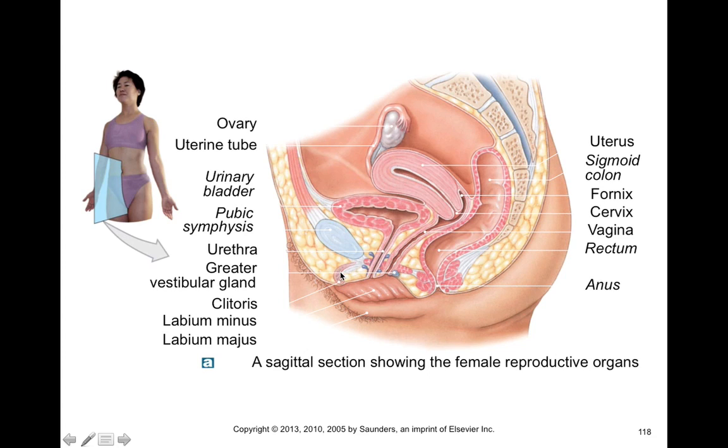We see the clitoris right here, and the clitoris is analogous to corpus cavernosum in males, so it's actually made of some erectile tissue. Just near that, we see our pubic symphysis, which is just right in the midline of the pelvis there. And again, some of the pelvic organs. So these are all organs in the pelvic cavity. Now, because this is the reproductive system, we'll focus on the vaginal canal, the uterus, and uterine tube and ovary.